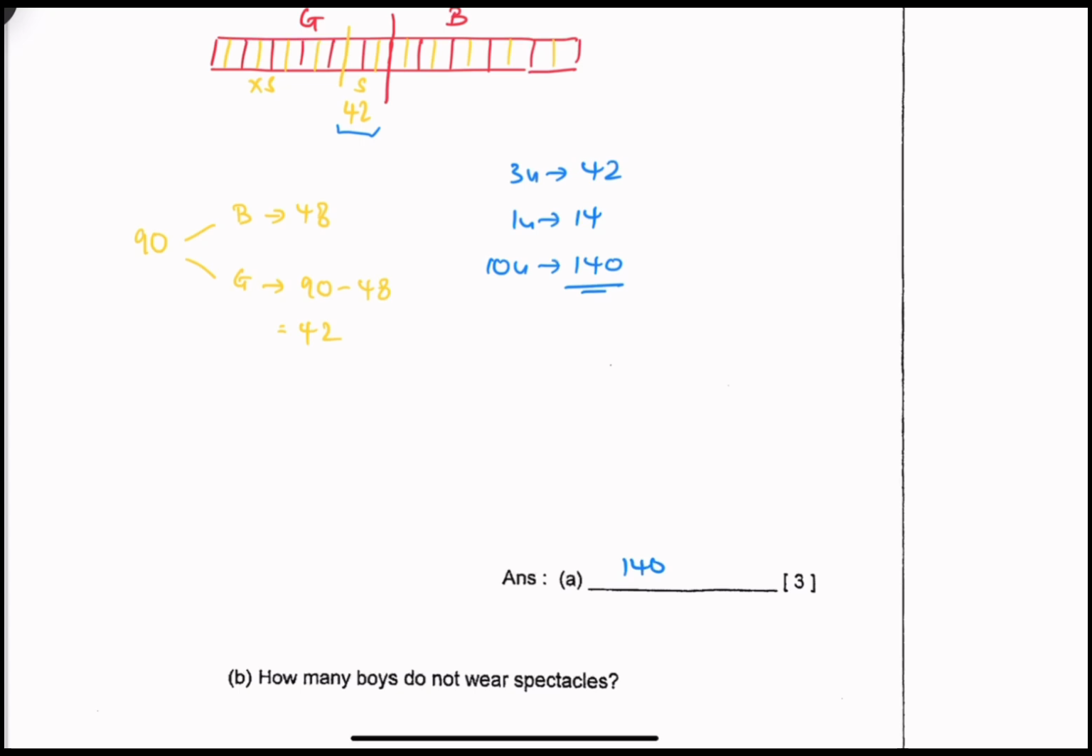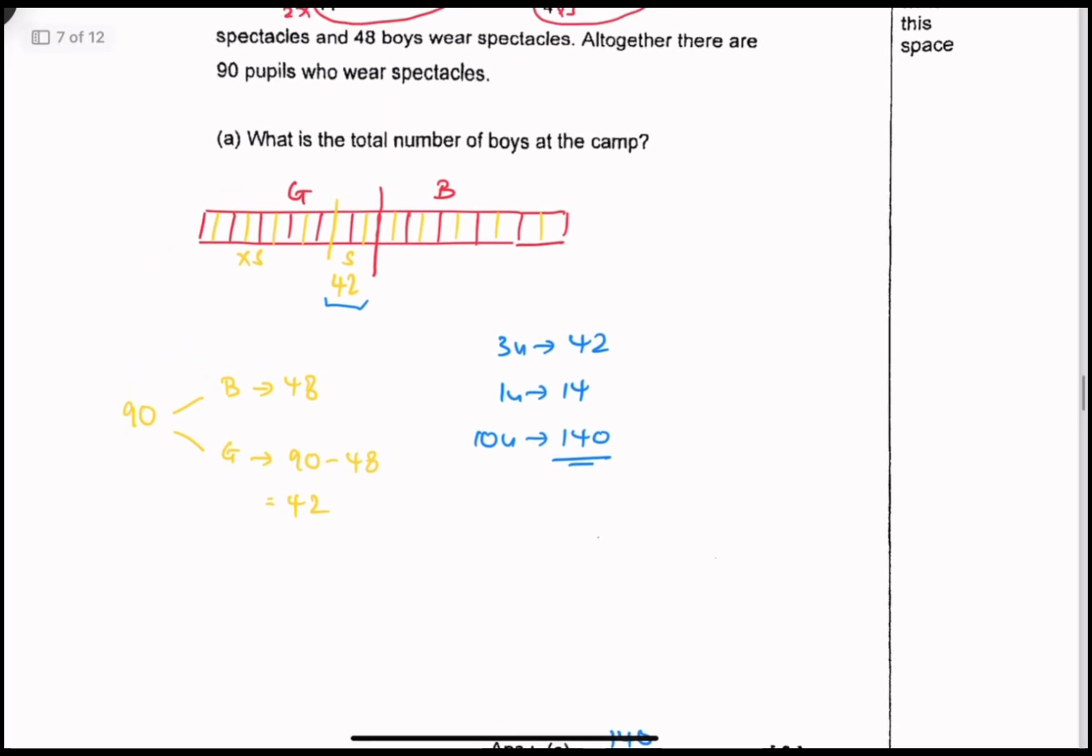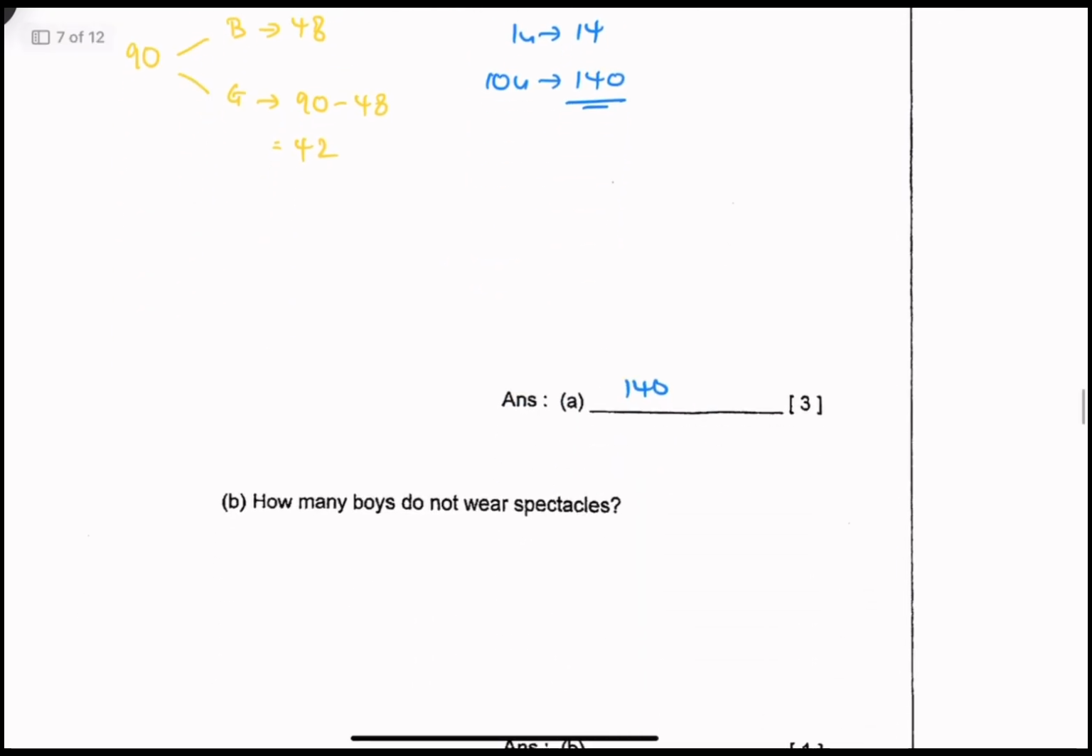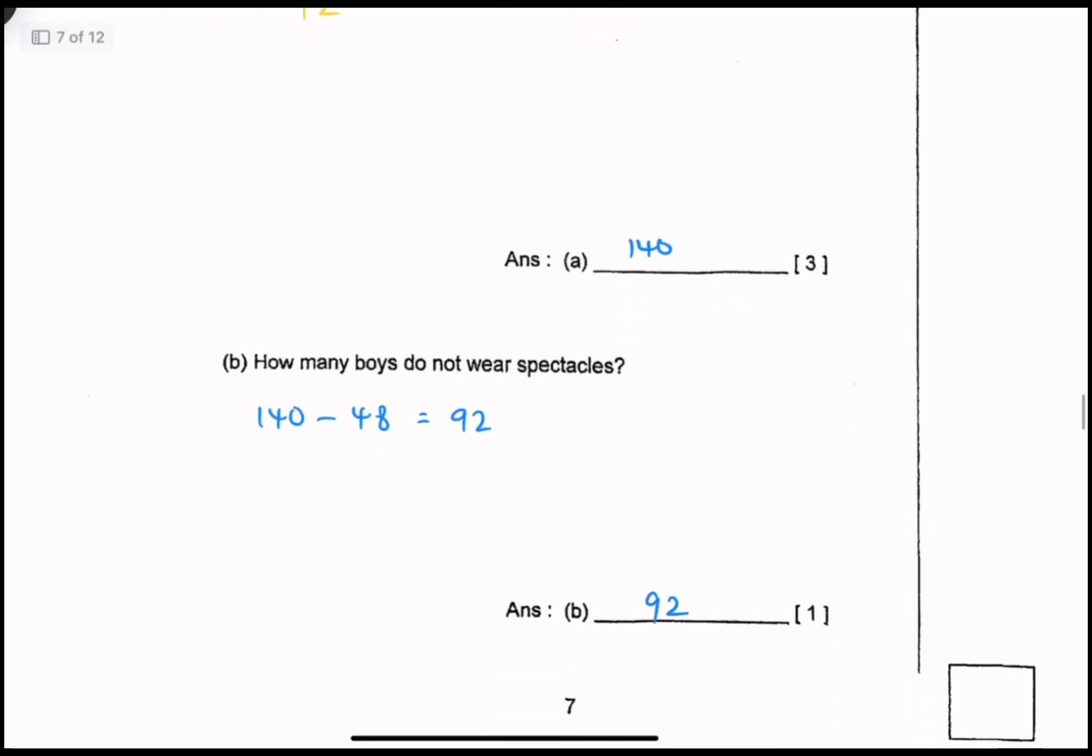Next, how many boys do not wear spectacles? This is a very straightforward question because we know 48 boys wear spectacles. We know our first part. So if you do not know how to draw the first part or how to solve our first part, there goes your part B. Alright, so 48 wear spectacles. So there's 140 boys and 48 wear spectacles. So this is how we will get 92 as the answer.